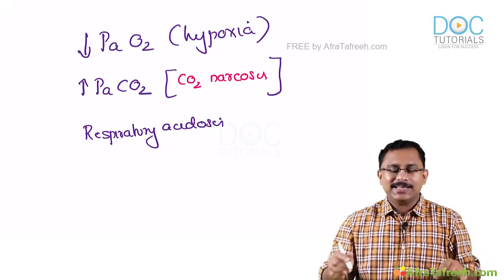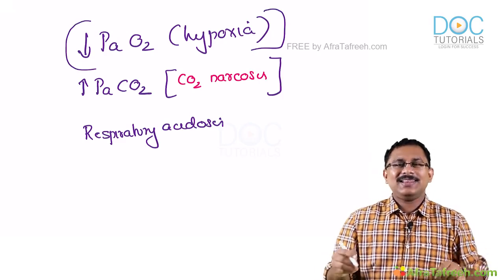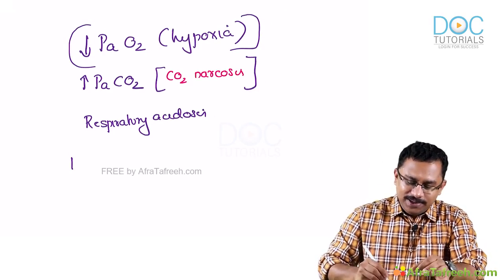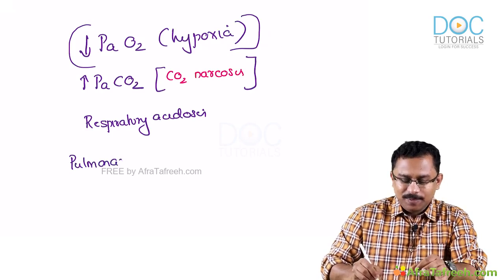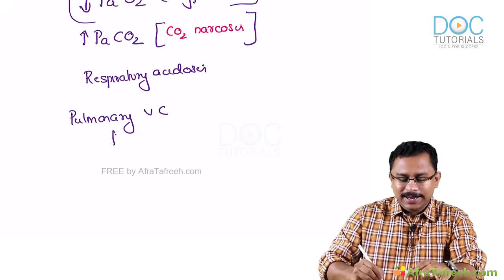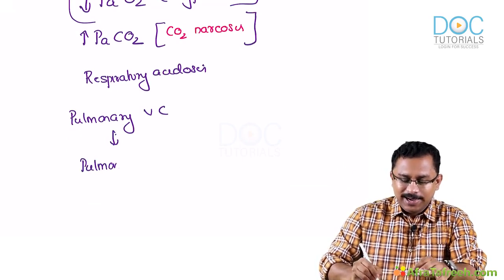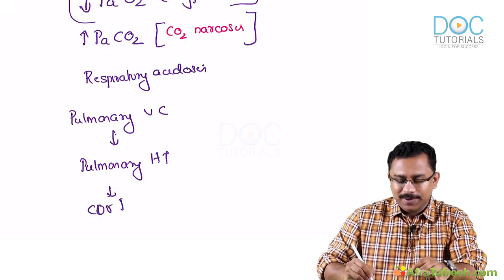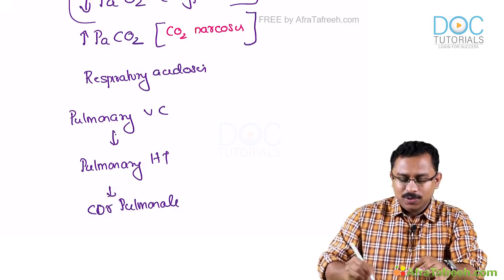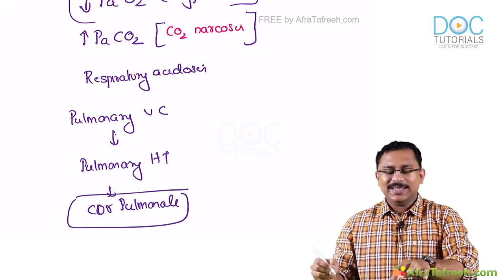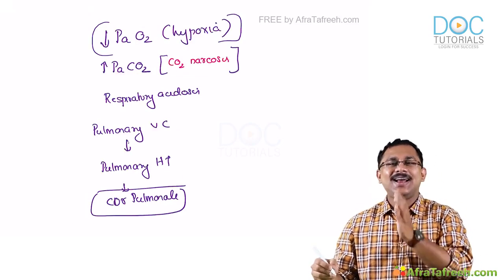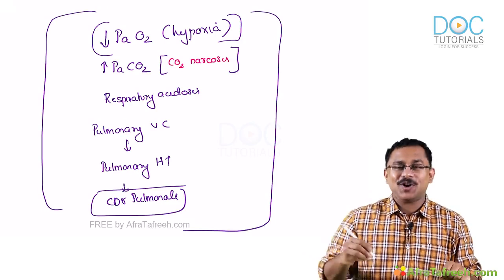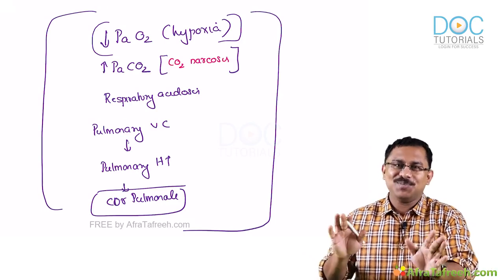And here also, since there is a hypoxia, in such a scenario also you will get what? You will get a pulmonary vasoconstriction. There can be pulmonary hypertension. And here also you can have a cor pulmonale. Okay. So these are the changes that are happening. Very clear. So this is about the gas exchange abnormalities in case of chronic bronchitis.